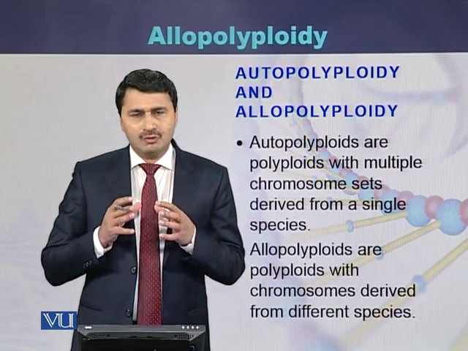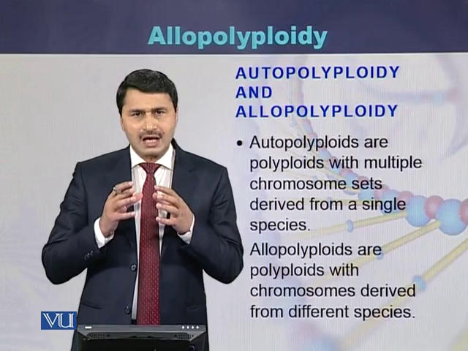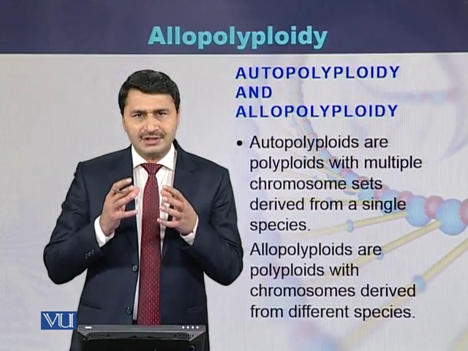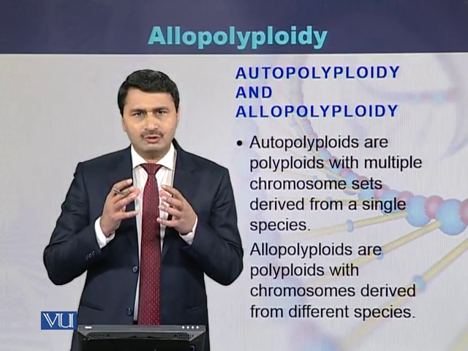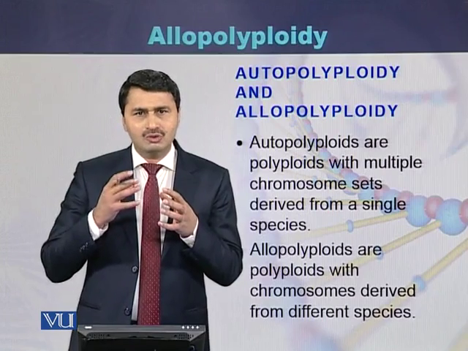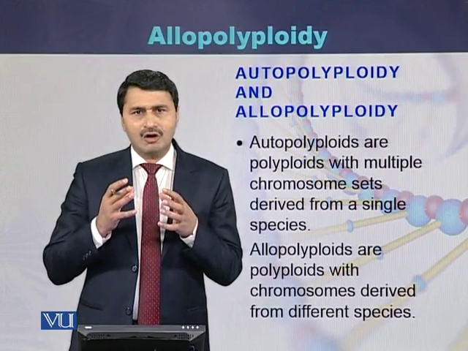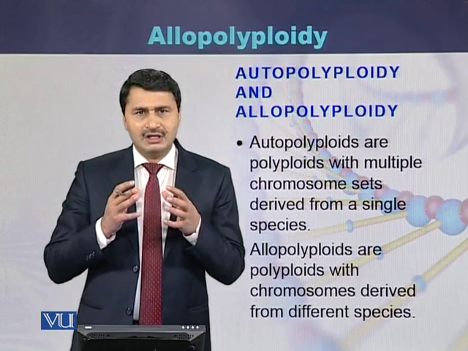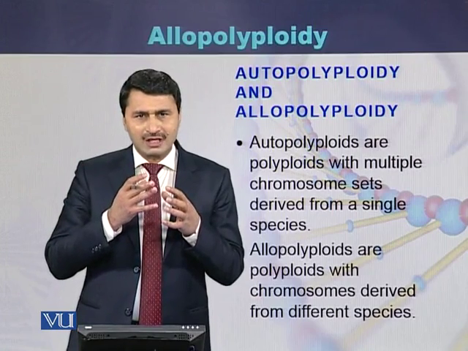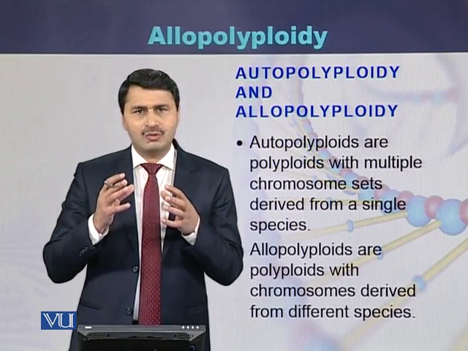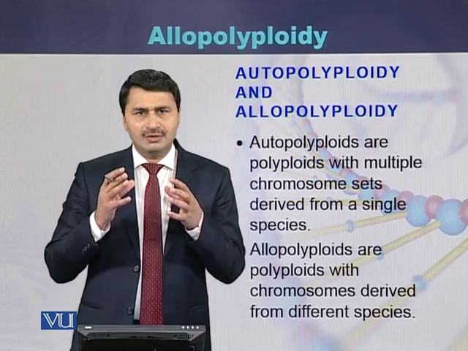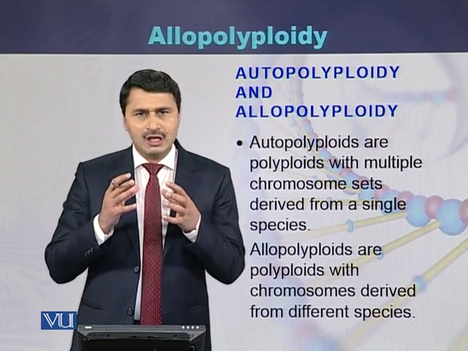Autopolyploids are those polyploids in which the chromosomes are derived from the same species. They have multiple sets of chromosomes, but those multiple sets belong to the same species. But in the case of allopolyploidy, there is an intercross between species. Some of the chromosomes belong to one species, while the rest belong to a second species. So when there is an intercross between two species, the offspring produced is allopolyploid.